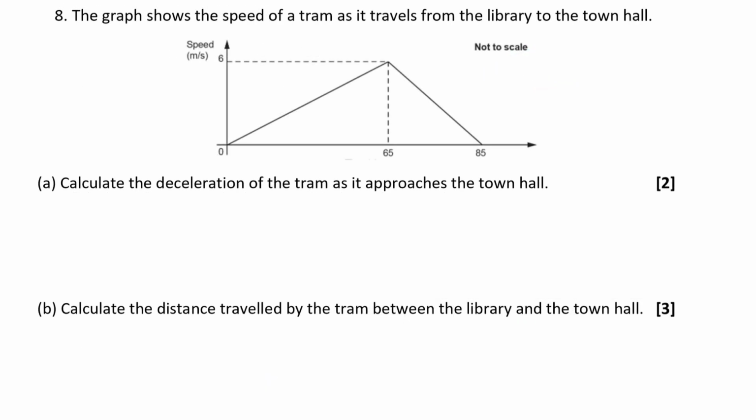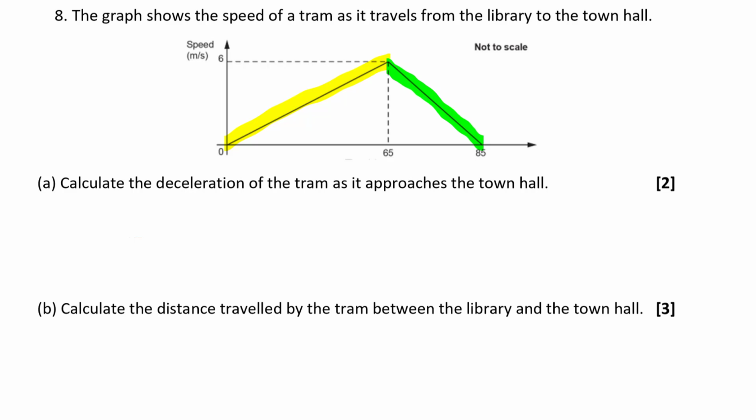Question 8. The graph shows the speed of a tram as it travels from the library to the town hall. And we've got a little diagram underneath. It's a speed time graph, isn't it? So we've got speed in meters per second up the side, and I assume that's time along the bottom in seconds. Calculate the deceleration of the tram as it approaches the town hall. Okay, well, I assume that this upward part of the journey is it going from the library to the town hall. So you can see it's accelerating for all that period, and then it reaches a peak speed, and then for the second part of the journey it's decelerating at a constant rate until it reaches a stop here. Okay, so calculate the deceleration part of the journey.